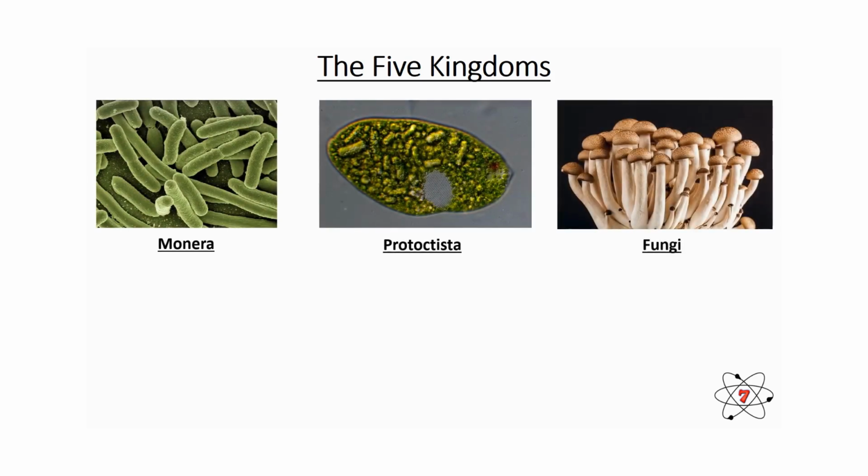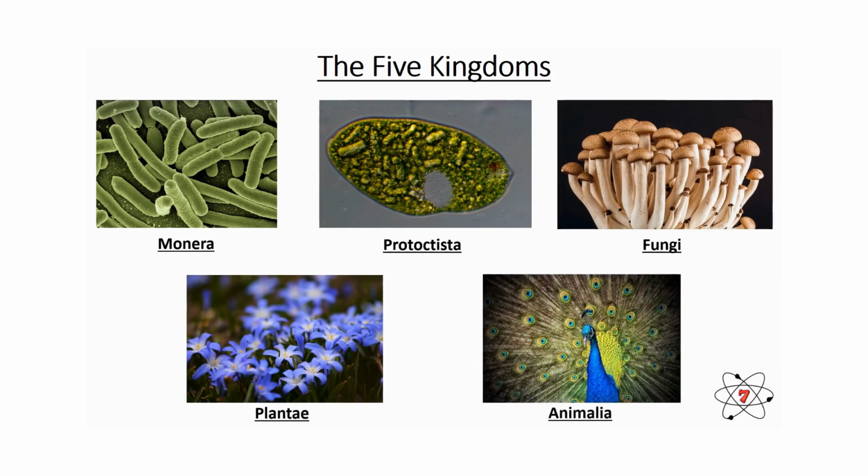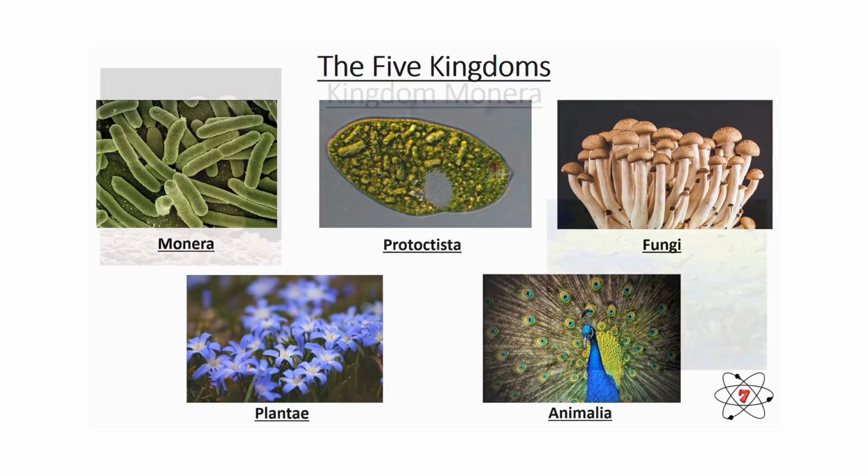So, the 5 kingdoms, we have something called Monera, Protoctista, Fungi, Plantae, also known as plants in everyday language, and Animalia. Again, we would just call them animals in everyday language. If you look at these pictures, you can see there are some similarities and some differences, but if we go deep enough, we're going to be able to see what those differences are.